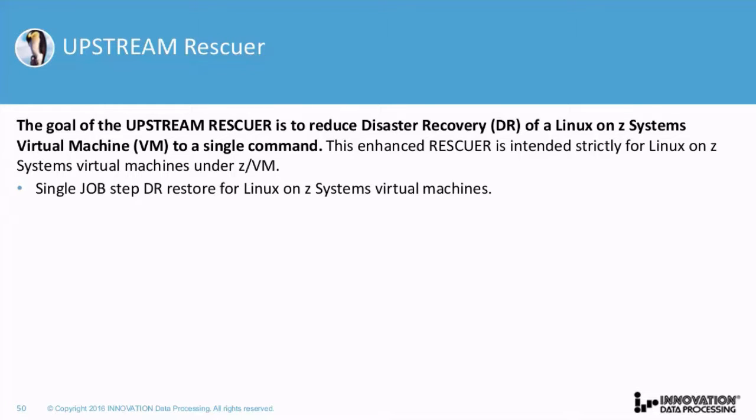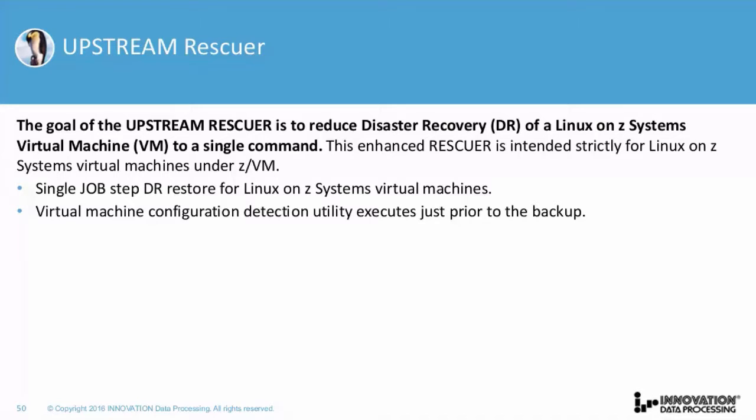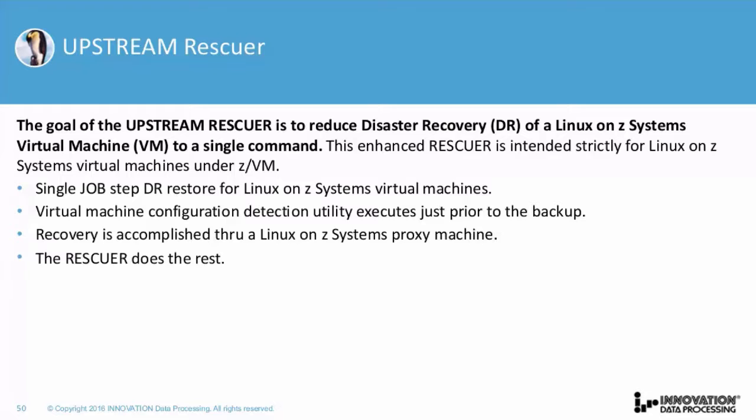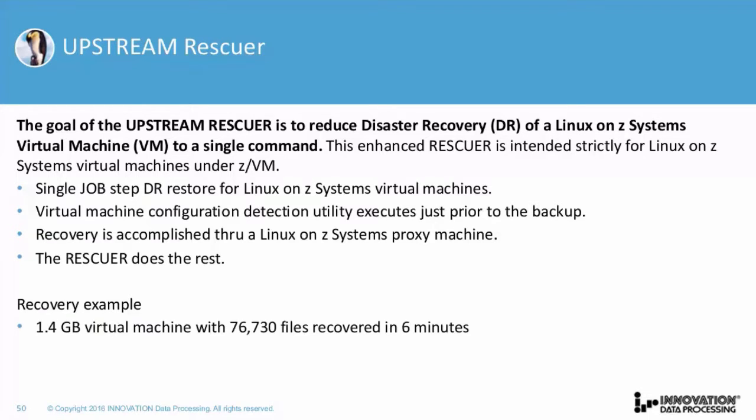A single job step for z virtual machines. It provides a configuration detection utility that you execute just prior to a backup in every backup. And recovery is accomplished through a proxy machine. And the rescuer does the rest. So it's really one command. It's complicated, it uncovers a lot, but it's just one thing that a user has to do. A recovery example, 1.4 gig of 76,000 files recovered in 6 minutes.